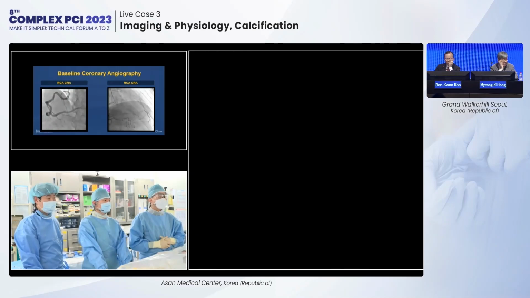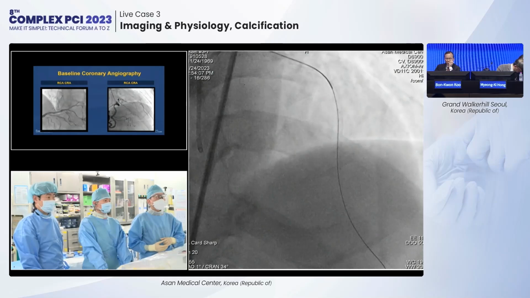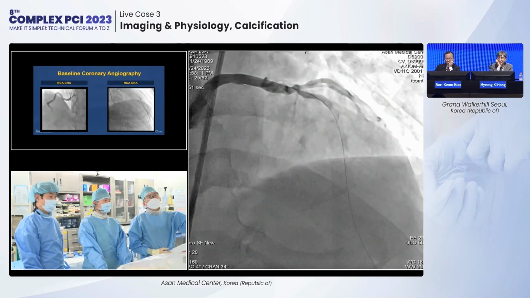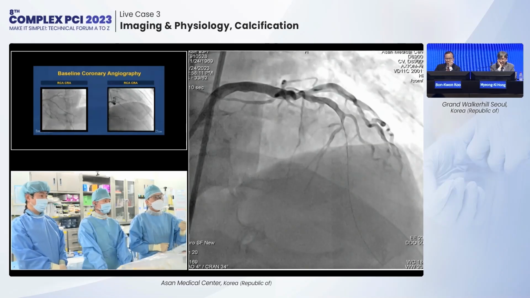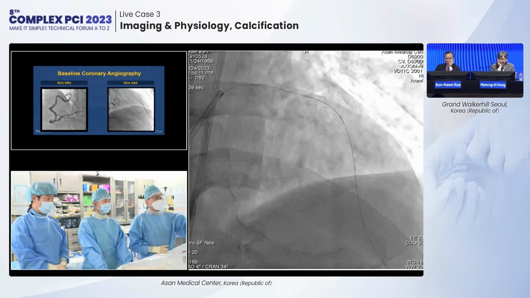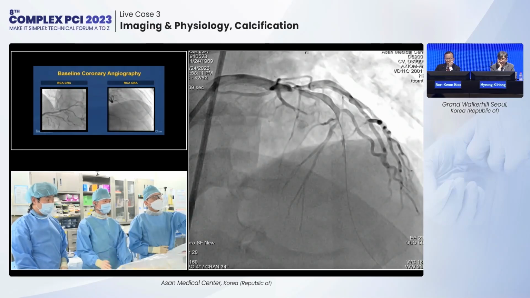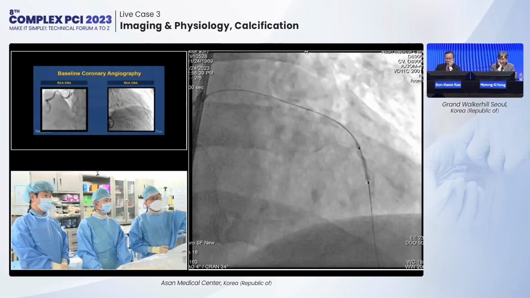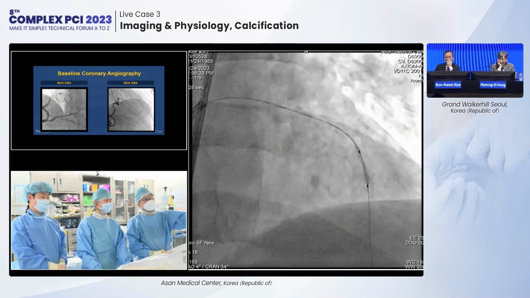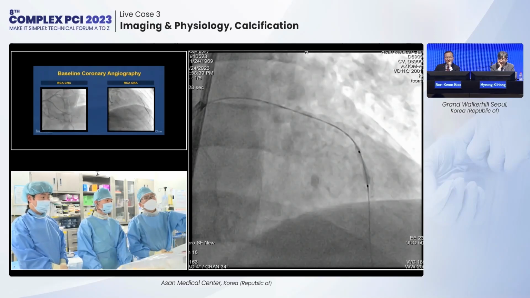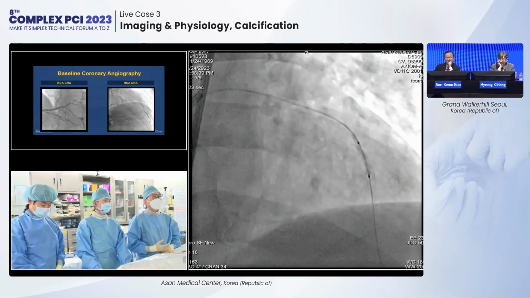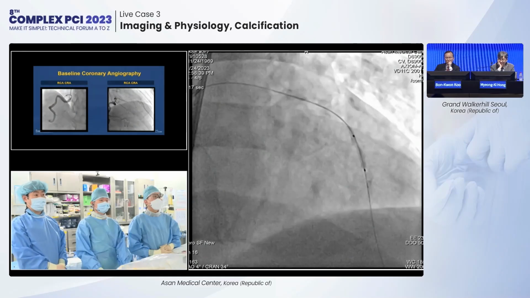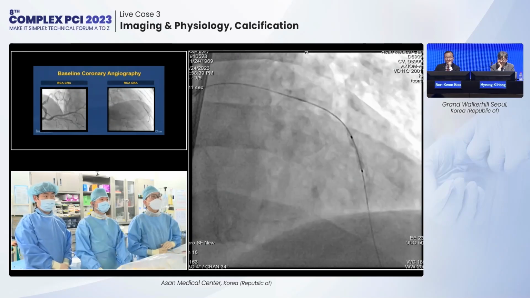Next. And we changed it, but I could feel very severe resistance during the mid LAD Corsair introduction. Next. And we applied a balloon, and you could see it's not an NC balloon but a compliant balloon, and the balloon is not fully inflated at nominal pressure. And we checked the IVUS. Can you please show the IVUS from the mid LAD to left main? After that, maybe we can discuss the treatment plan.